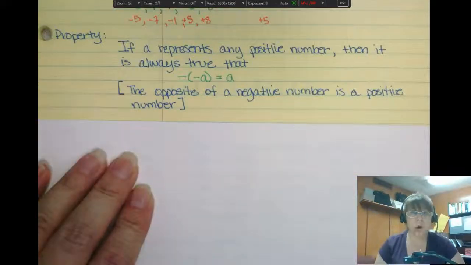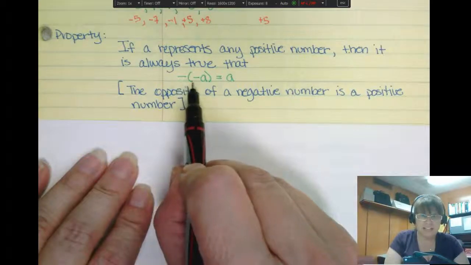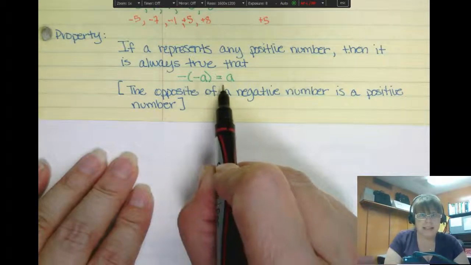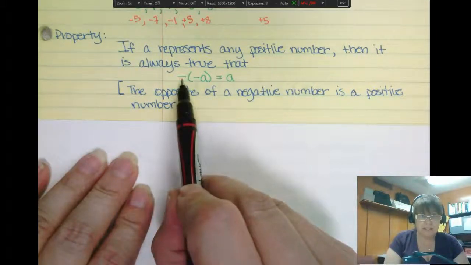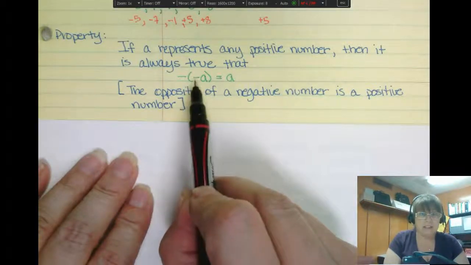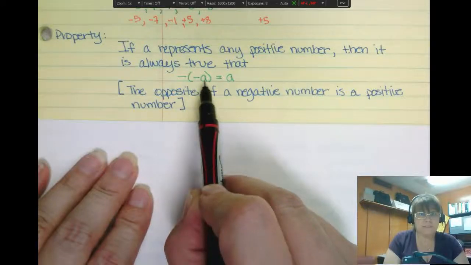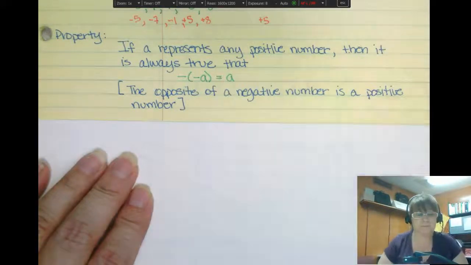All right, so here's a property that we have in mathematics. If A represents any positive number, then it is always true that the opposite of negative A is A. So that's how we read it. This first minus sign or negative sign means the opposite, and then the one that is in the parentheses is negative A. So the opposite of negative A is A.